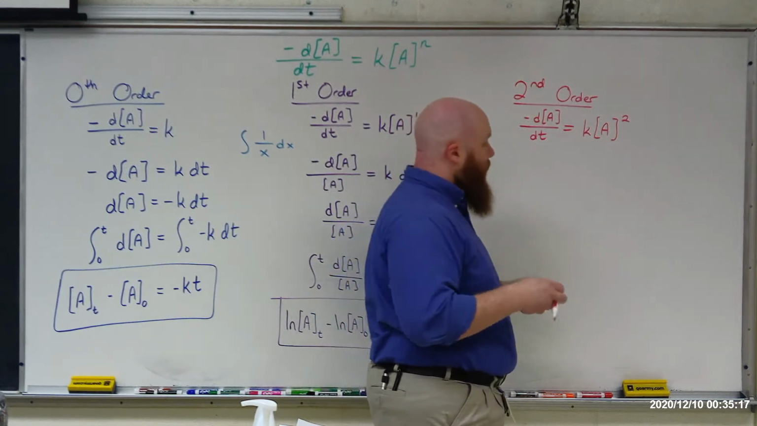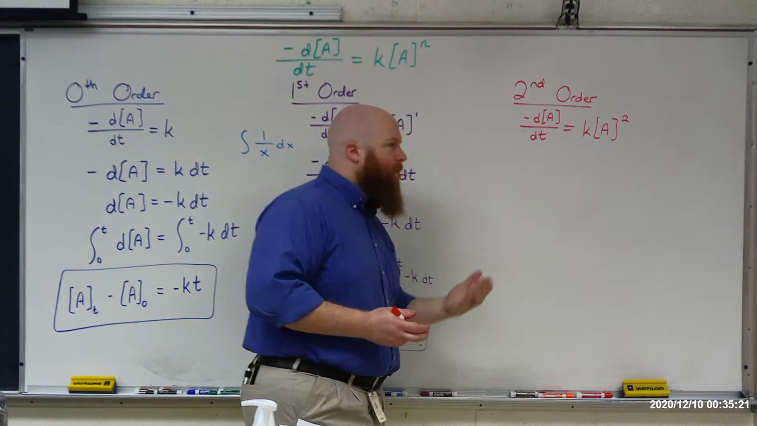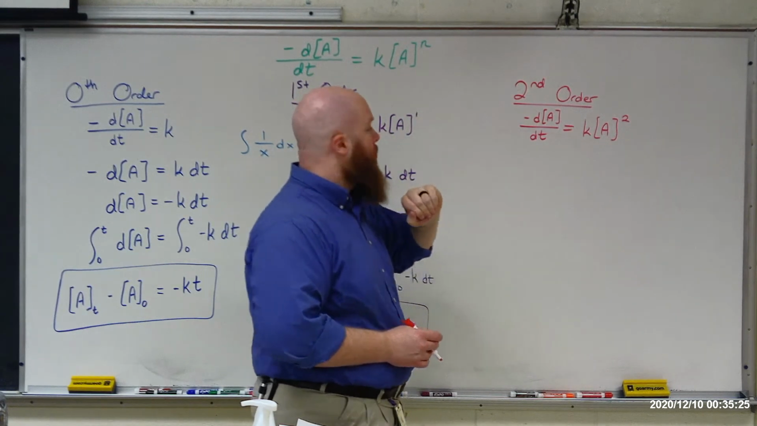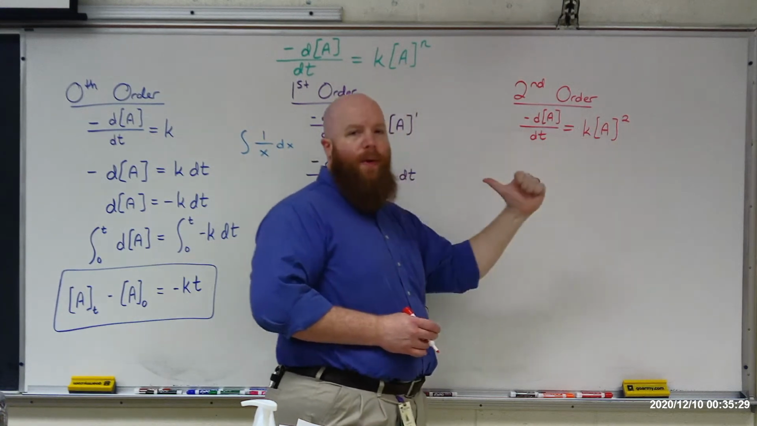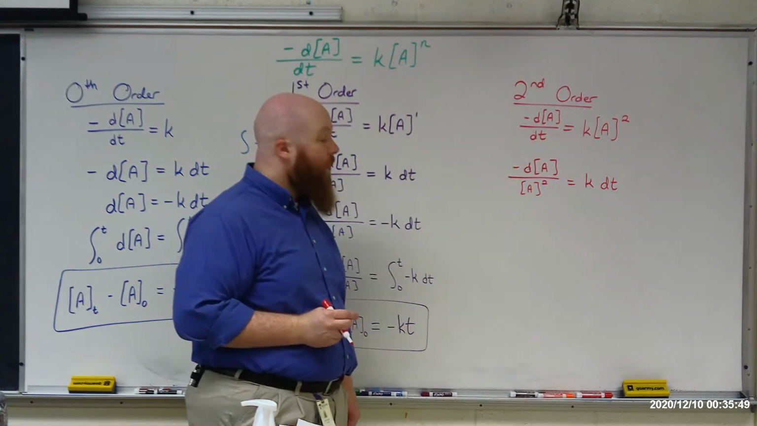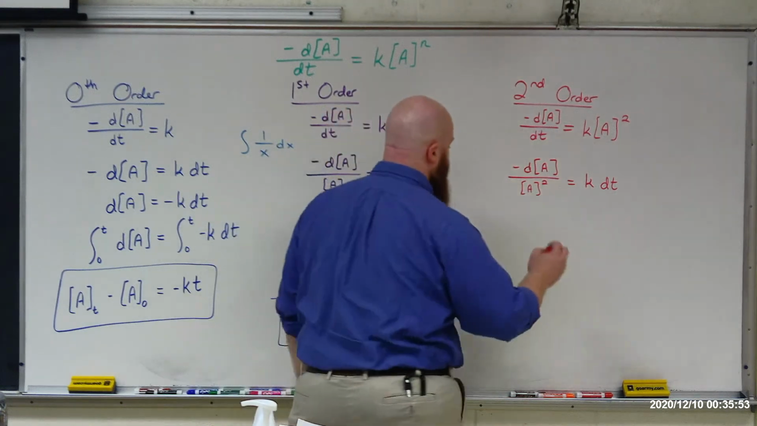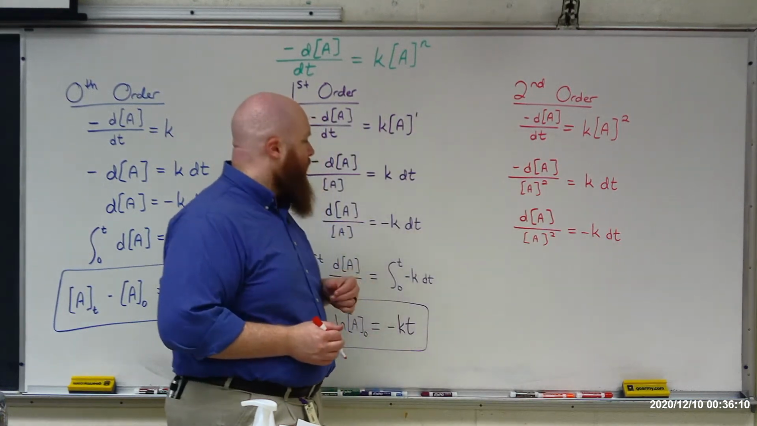Again, we will simplify this as best we can, but there's really not anything I can do to simplify this one. So I'm just going to leave it as it is, but I am going to make sure that I separate my variables. Again, move dt over to the right side, move concentration back to the left side. And again, I'll go ahead and I'll move my negative over. And then I go ahead and integrate.